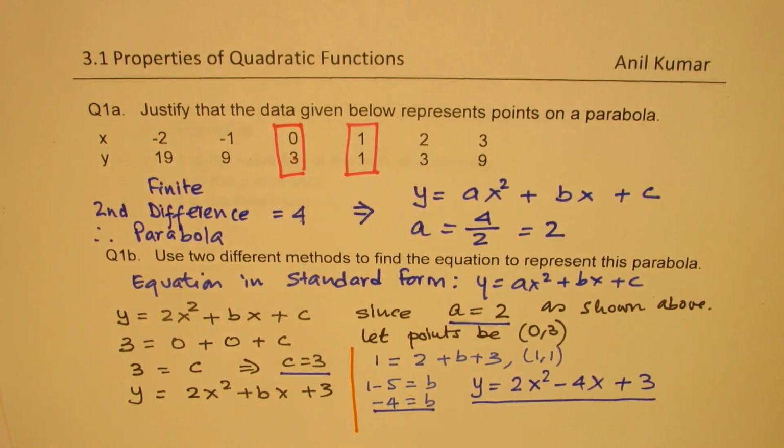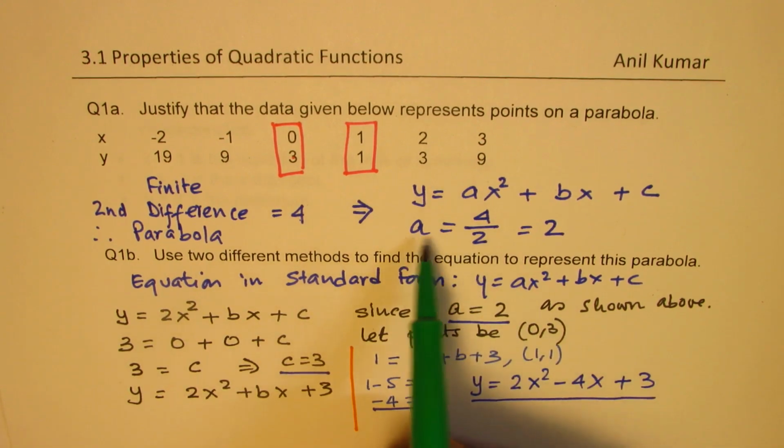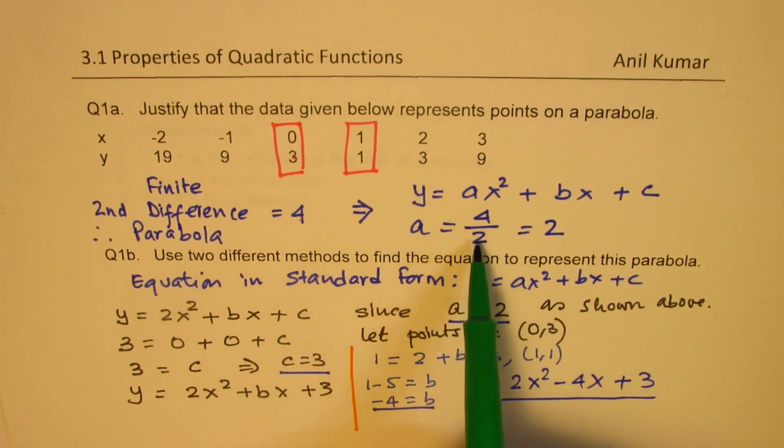So I hope the concepts are absolutely clear and you understand how from the data we can actually find the equation of a quadratic function, which when you plot on the Cartesian plane looks like a parabola. I hope the concept is absolutely clear. And also remember the formula which we discovered, which is the value of a is finite difference divided by 2.